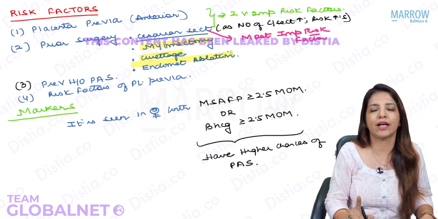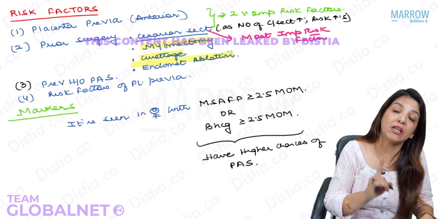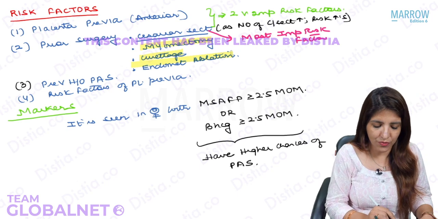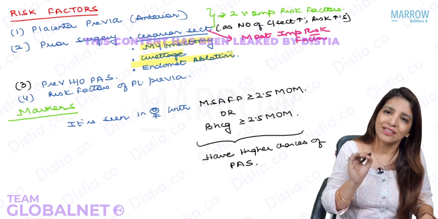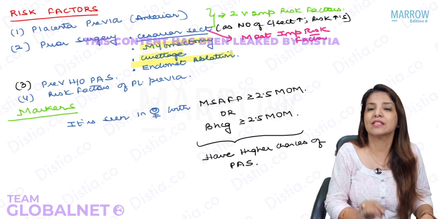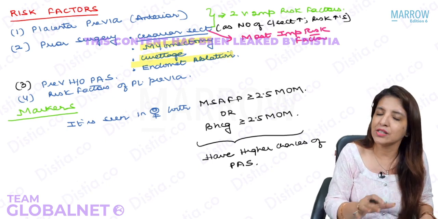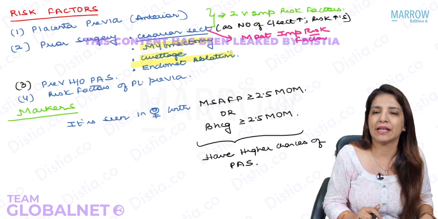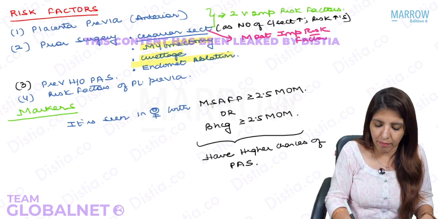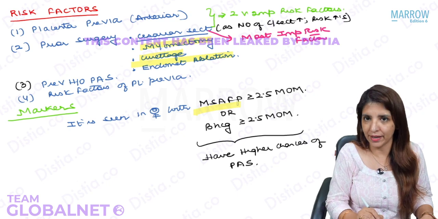But the two very important ones, as I told you, are placenta previa in the present pregnancy and a previous history of cesarean section, the most important being previous cesarean section. Now, like two important risk factors and two important etiopathogenesis, there are two important markers also being studied. When a study was done on patients who had placenta accreta spectrum, it was seen that in most of the patients, the maternal serum alpha fetoprotein and beta HCG levels were higher, right?